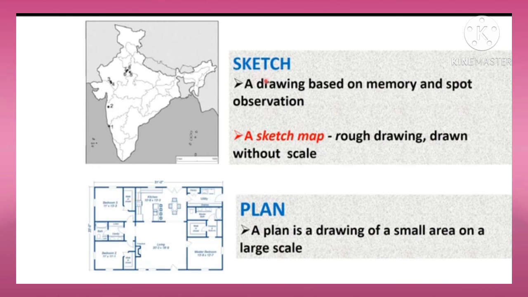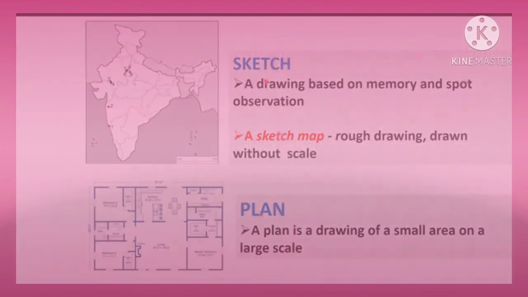Plan. A plan is a drawing of a small area on a large scale. A large scale map gives a lot of information, but there are certain things which we may sometimes want to know, for example, the length and breadth of a room, which can't be shown in a map. At that time, we can refer to a drawing drawn to scale called a plan.